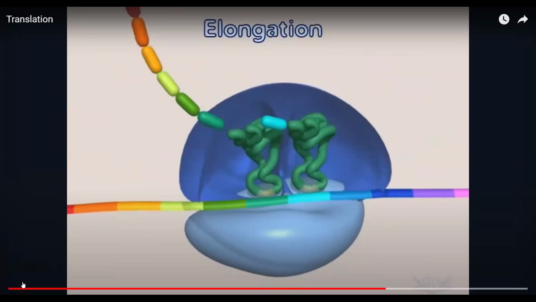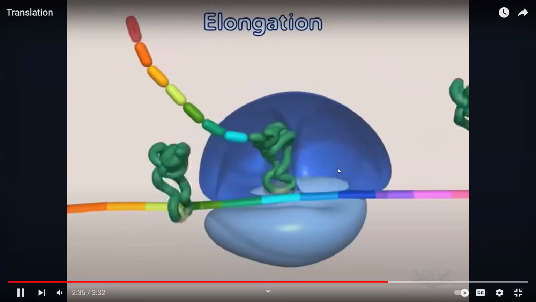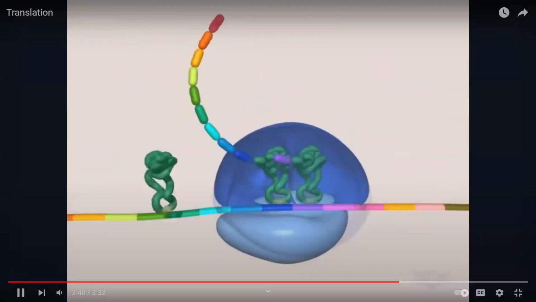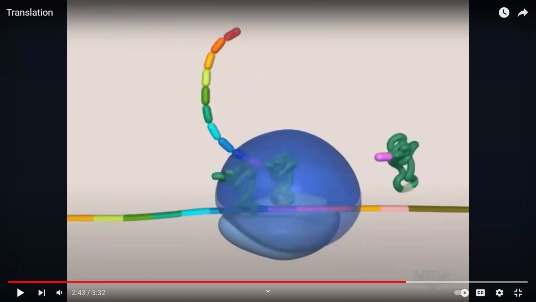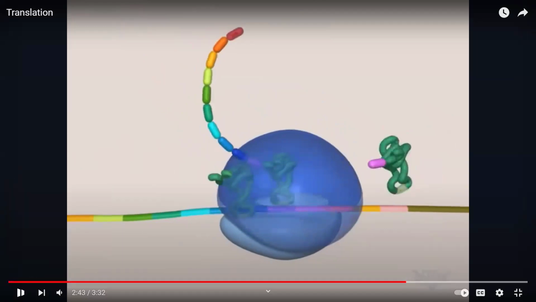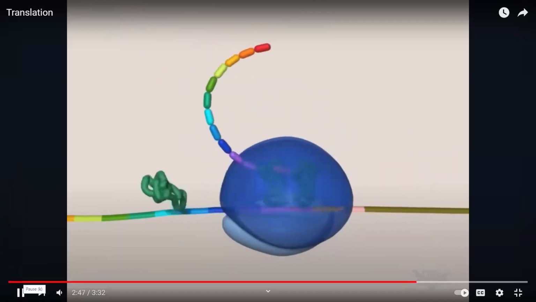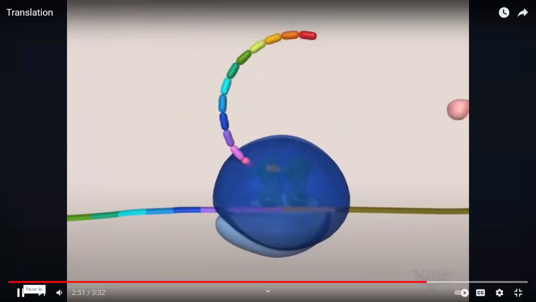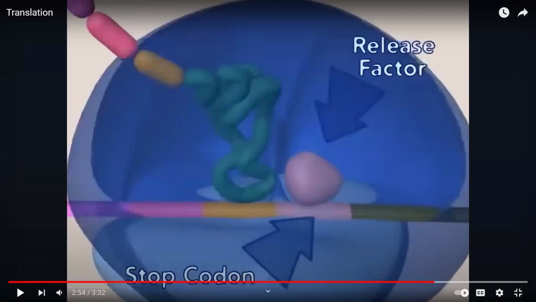Right. So in this way, every time a tRNA comes with an amino acid, this is a growing polypeptide with many amino acids. Newly coming tRNA carries an amino acid and attaches to this growing polypeptide. That is how translation goes on. Now we have reached the termination region.